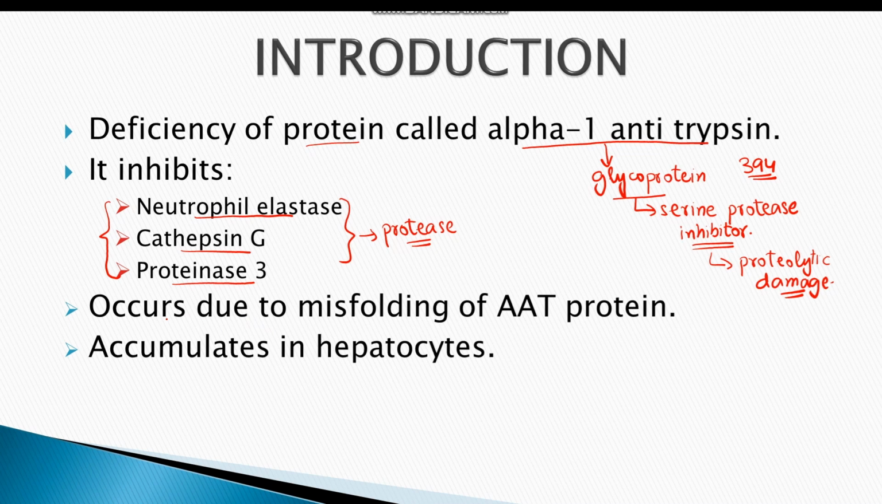So alpha-1 antitrypsin deficiency disease occurs due to misfolding of alpha-1 antitrypsin proteins. So these proteins are malfunctioned and they start to accumulate inside the hepatocytes. This accumulation results in hepatocyte damage, ultimately leading to cell death.